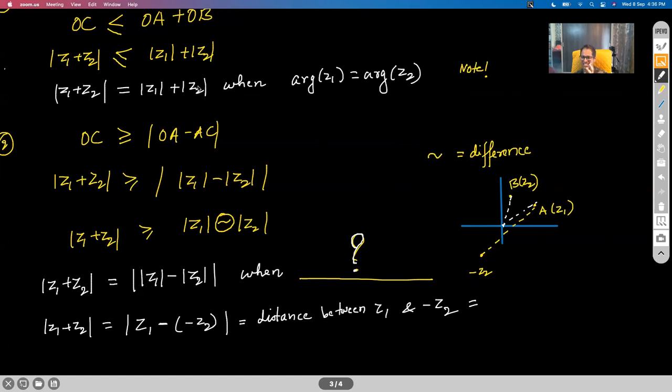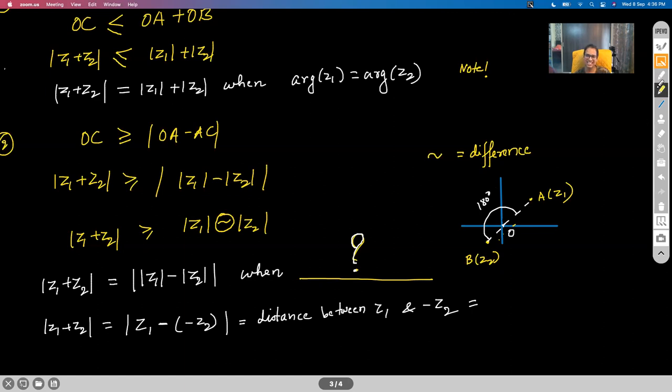Still not getting it? Okay. Now let me make the actual situation. Then probably you'll be able to answer it. Let us say Z1 is here. And Z2 is diagonally opposite over here. Let's say this is Z2. Diagonally means origin, A and B are collinear, and B and A are on the opposite sides of the origin. Like this. That means this angle is 180 degrees.